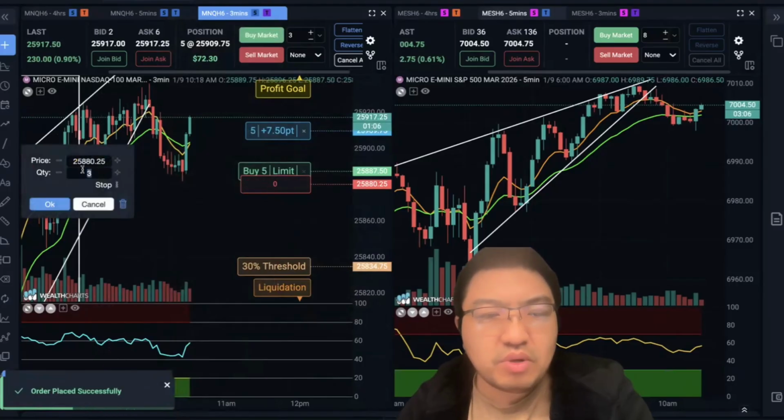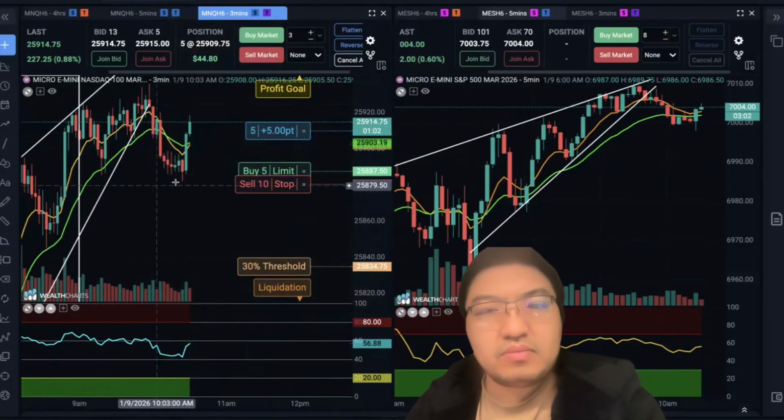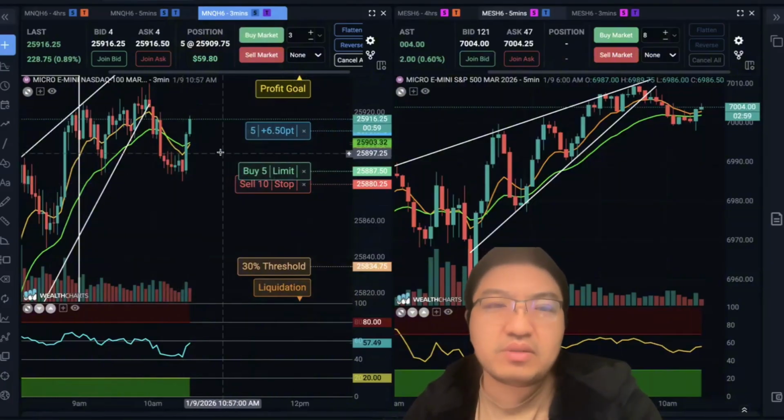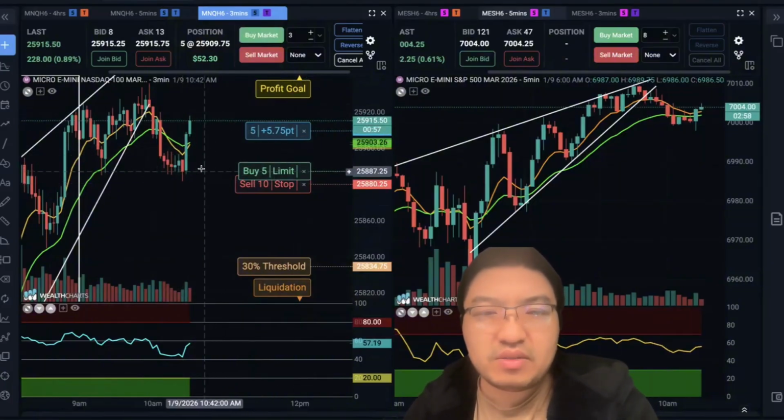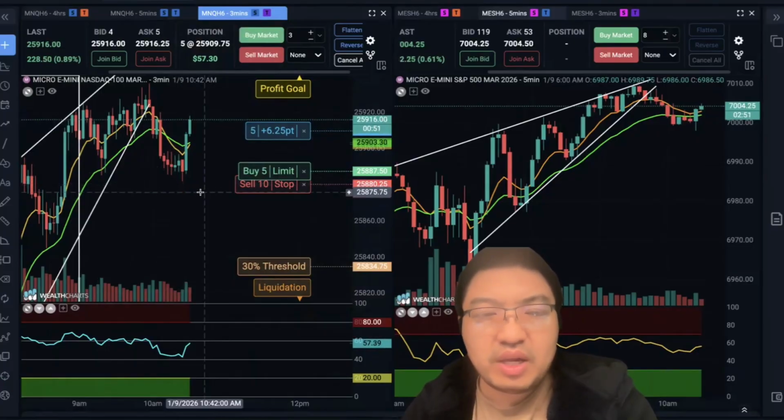Now, if you trigger this point, this is sell 10. So we'll see. If you retest to here, I'll add more order. But if you outpace to here, then I'll quit. I'll leave the trade.